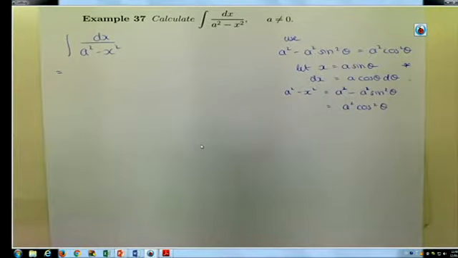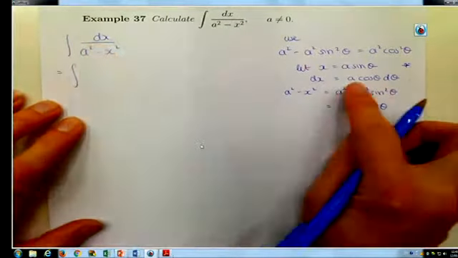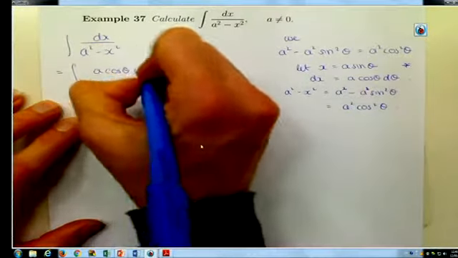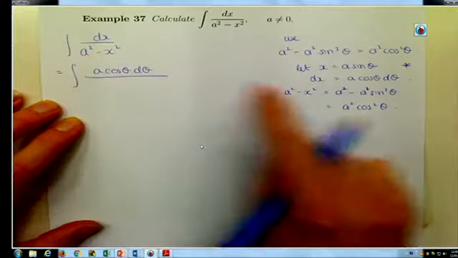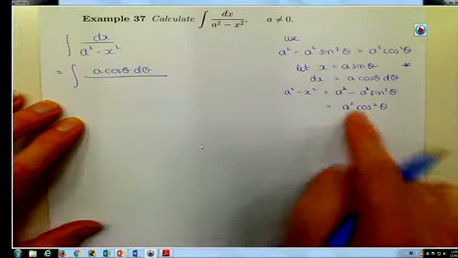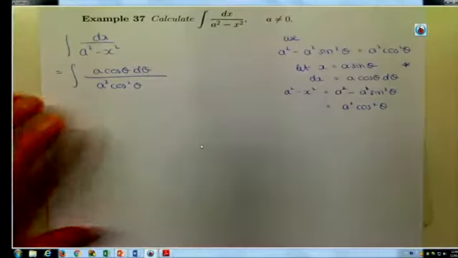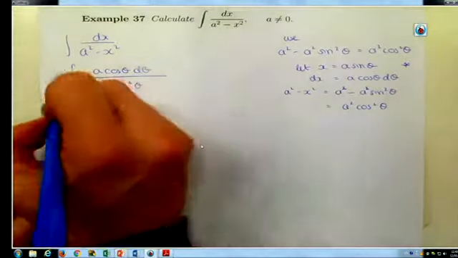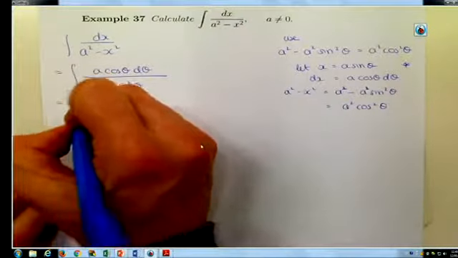Okay, so let's replace all of these things in here, so we get rid of the x's. So dx is going to turn into an a cos theta d theta. And the a squared minus x squared here is going to turn into a squared cos squared. Okay, and now we can do some cancelling. So the a's can come out the front of the integral, and one of them is going to cancel out on the top and the bottom.